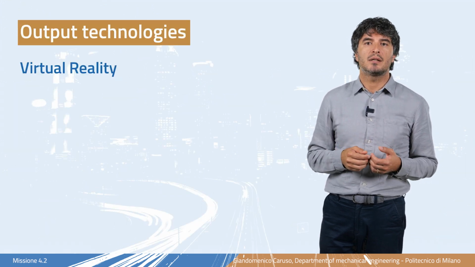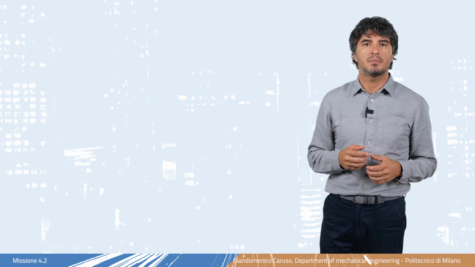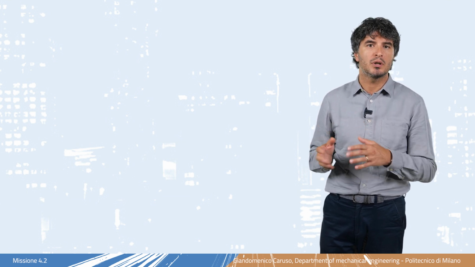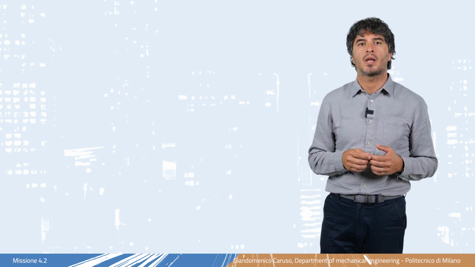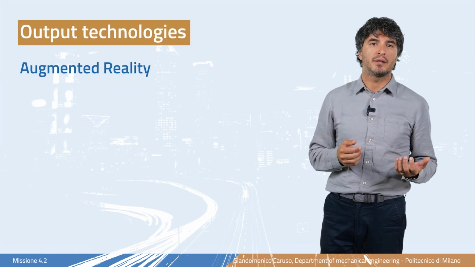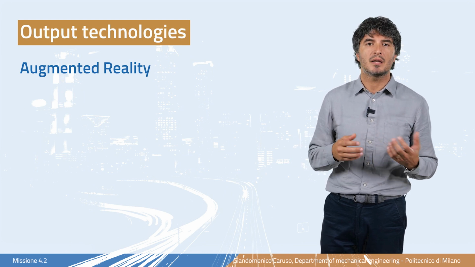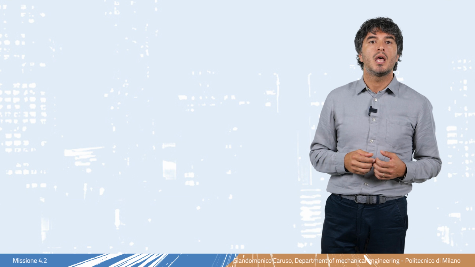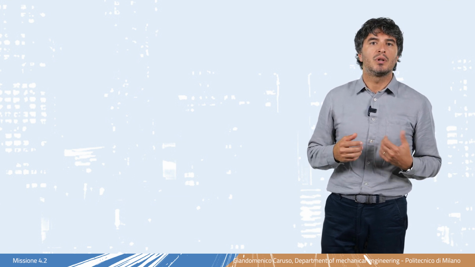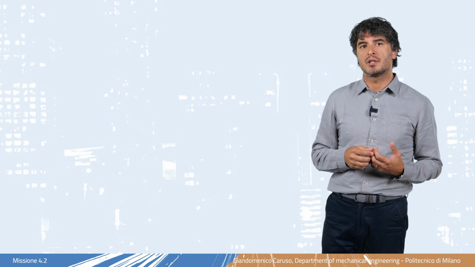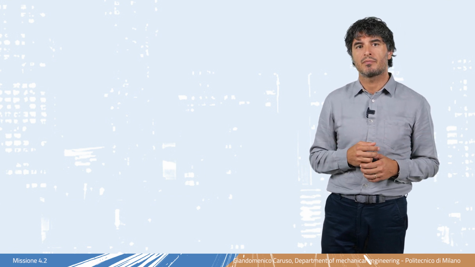In virtual reality, the goal is to create a fully immersive digital environment. This means blocking the real world and replacing it with a computer-generated space. Augmented reality, on the other hand, overlays digital elements in the real world, enhancing the physical space around us with virtual objects or information. So let's look at the output technologies that make this possible, starting with visual output.